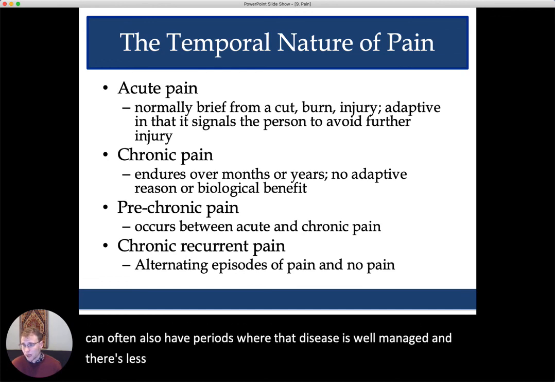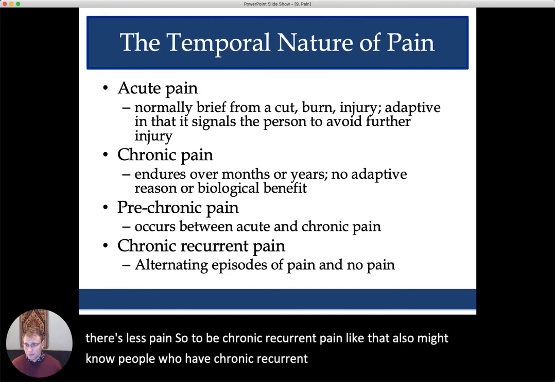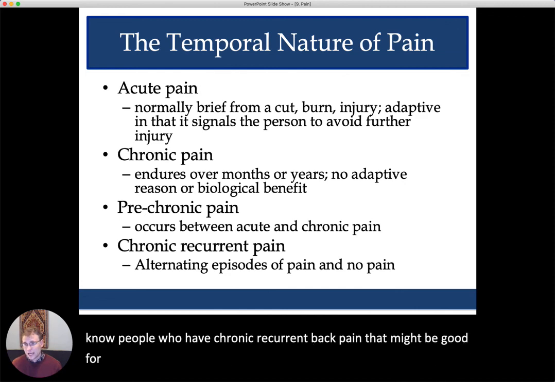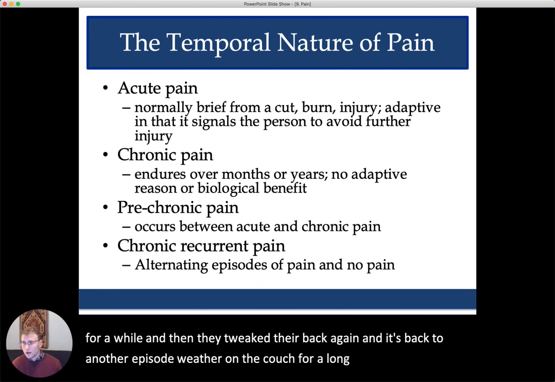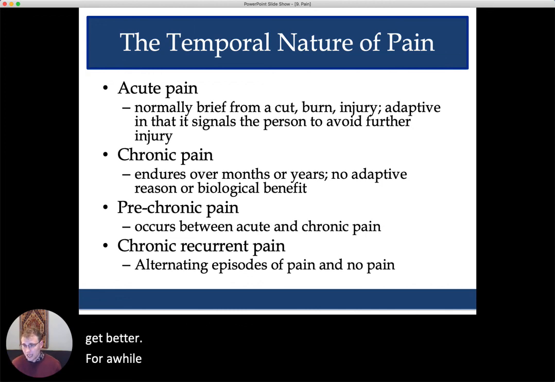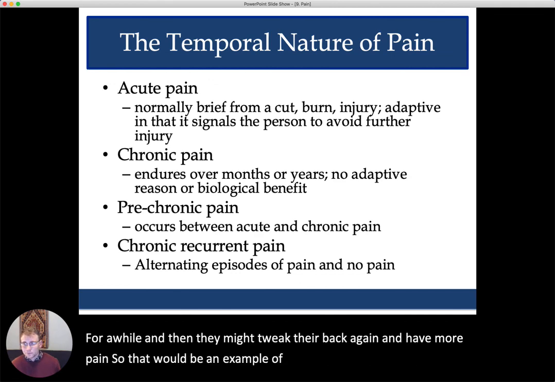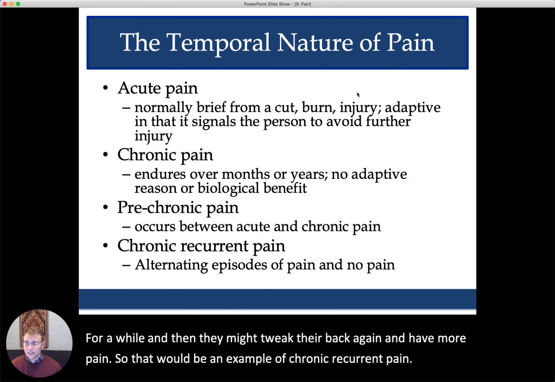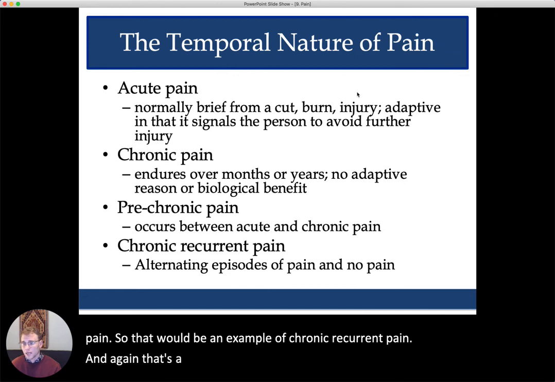So it could be chronic recurrent pain like that, or you might know people who have chronic recurrent back pain. They might be good for a while and then they tweak their back again and it's another episode where they're on the couch for a long time, and then they get better for a while and then they might tweak their back again and have more pain, right? So that would be an example of chronic recurrent pain. And again, that's a subtype of overall chronic pain.